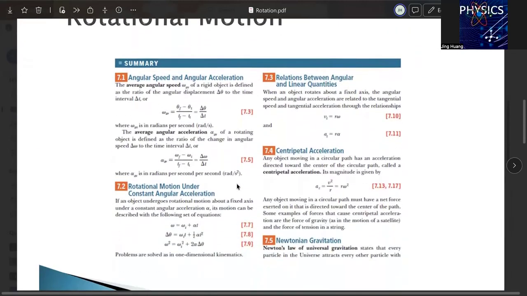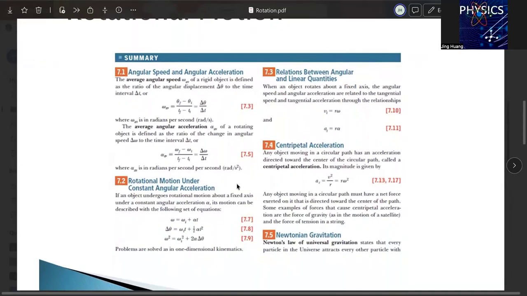Speaking of rotational motion, I want to make sure we review these physics laws that help us understand. The first part is the quantities of angular speed and angular acceleration. The next part is the physics law: these three equations of motion, 7.7, 8, and 9. These are the equations of motion for rotation under constant angular acceleration. That's the pattern we're going to use to solve the lab problems. And number 3 is the relation between angular and linear quantities, particularly for velocity.